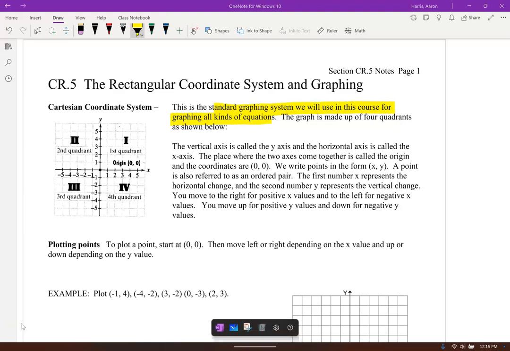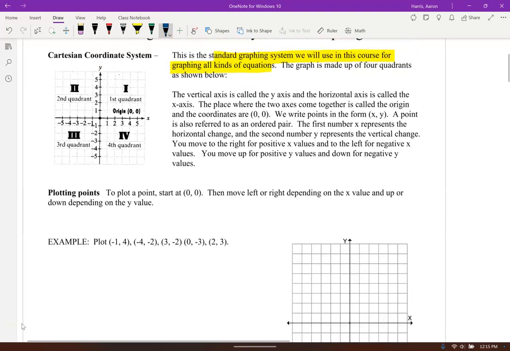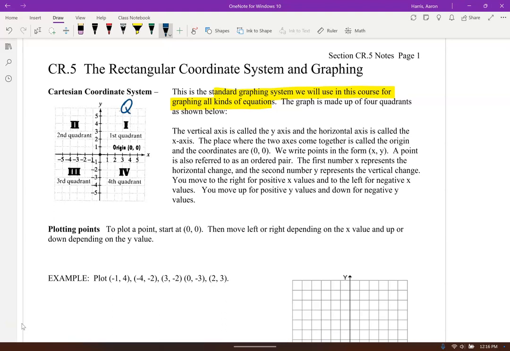The upper right is quadrant 1. You see the Roman numeral 1 there. And then quadrant 2, it goes counterclockwise. Quadrant 3, and then quadrant 4 in the bottom right corner. Okay, the origin is right there at the point 0, 0.